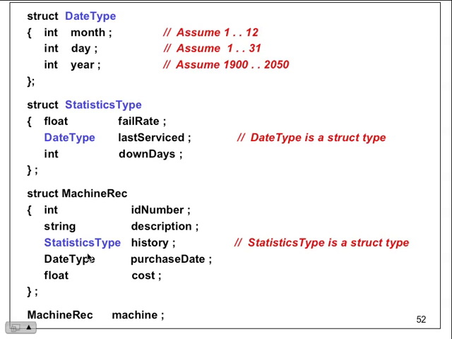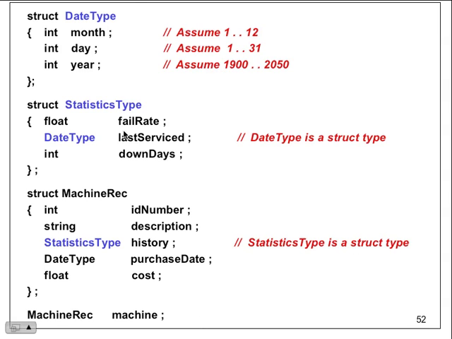And the machine record has the statistic type in here for history, and statistic type is using date type. So this is what's meant by the hierarchy. You can put a nest of structure inside of a structure. And you see these are all separate declarations with semicolons at the end of each one. And they all come together, and they're all in sequential order. So if I put the date type on the bottom, the compiler is going to complain. So we don't know about date type.